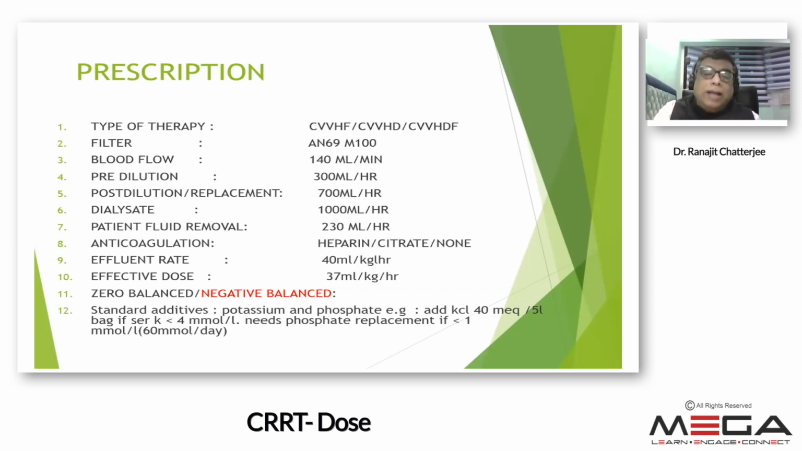You may want to add certain other additives. As you know, CRRT might cause a lot of hypokalemia and hypophosphatemia in patients, so you sometimes have to add potassium to the fluid. Whether you are adding something to the fluid or not, you have to write the prescription like this.